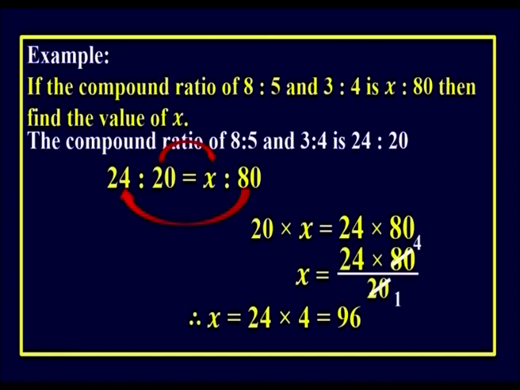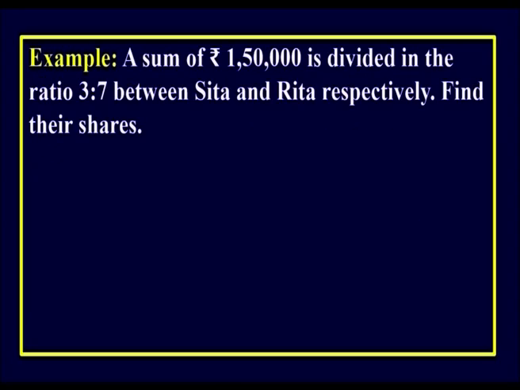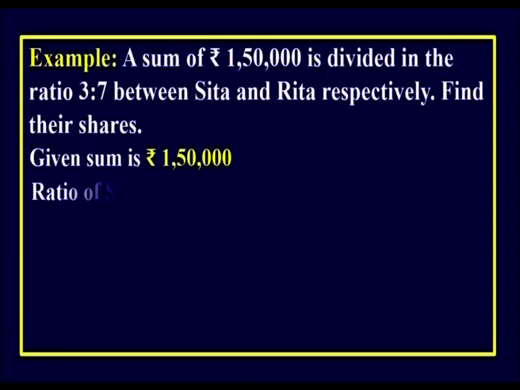Let us move on to another example, children. A sum of 1,50,000 is divided in the ratio 3 is to 7 between Sita and Rita, respectively. Find their shares. Again, children, read the question clearly and carefully and first write down what is given to you. First, it is given that the sum of the money which is shared between Sita and Rita is 1,50,000. And what is the ratio? Yes, the ratio of Sita and Rita's share is 3 is to 7.